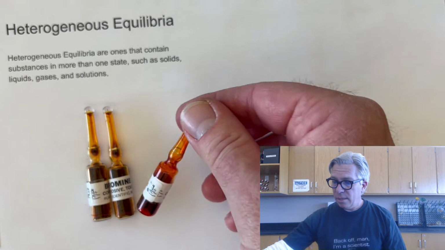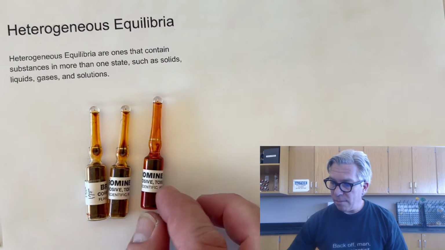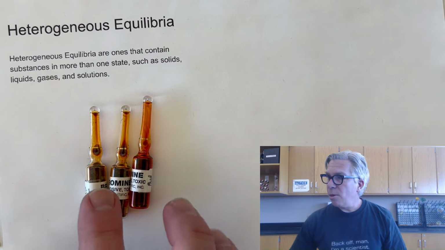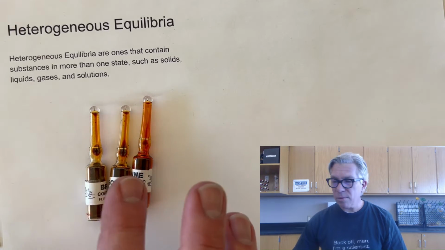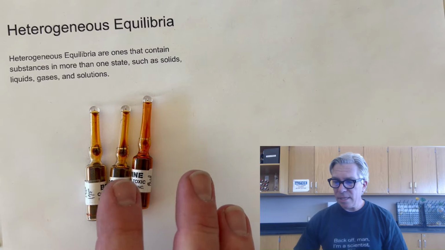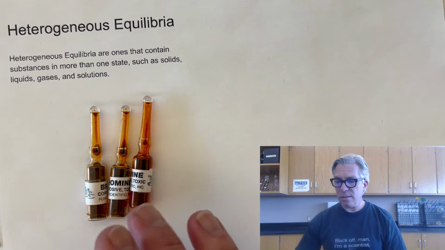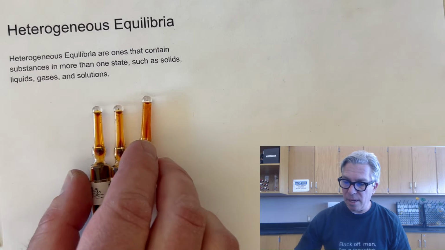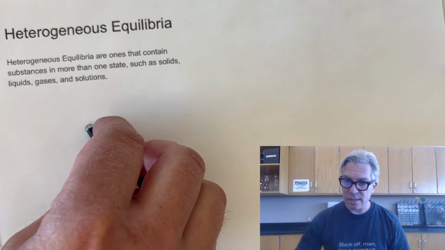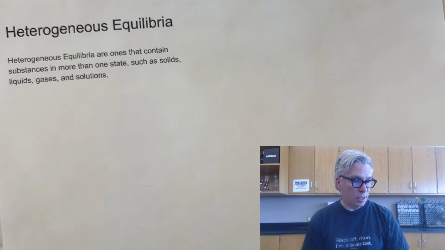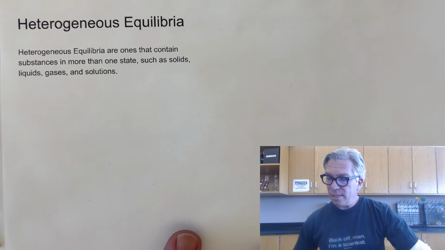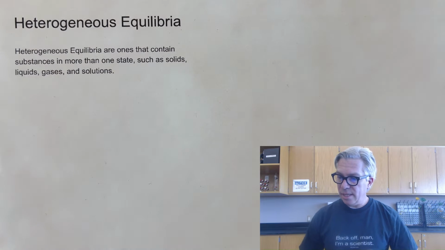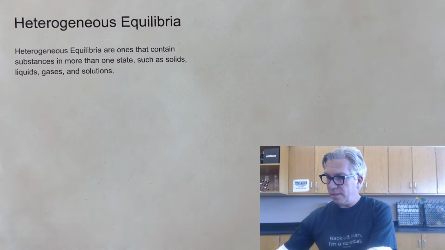So I've got some samples here, and they have slightly different amounts of liquid in it, but I'm hoping that maybe in this little crude test, you can see that the color of the vapor is very similar. Like I'm getting a similar amount of vapor in there, regardless of how much liquid is here at the bottom. And I think that's kind of an important concept for today's video. So heterogeneous equilibria are ones that contain substances in more than one state, such as solids, liquids, gases, and solutions. We'll get that definition out there.